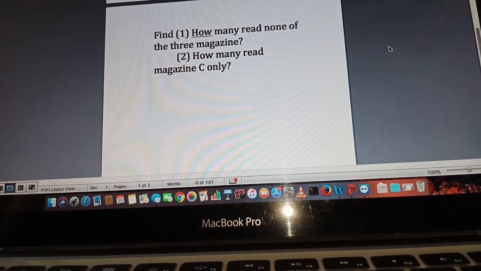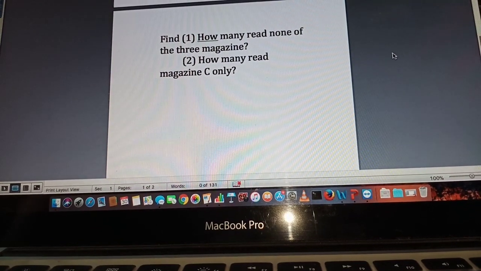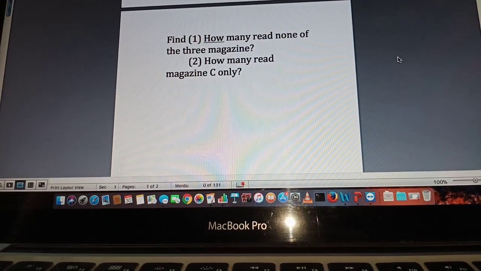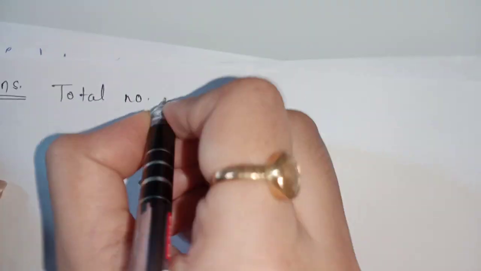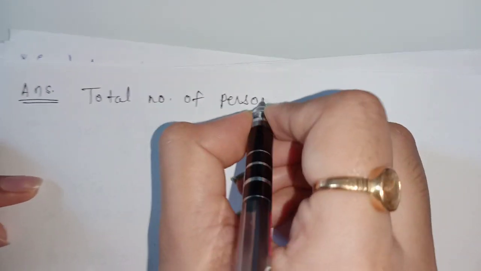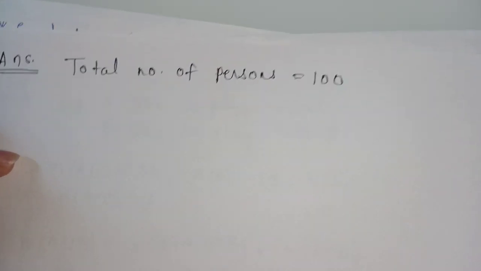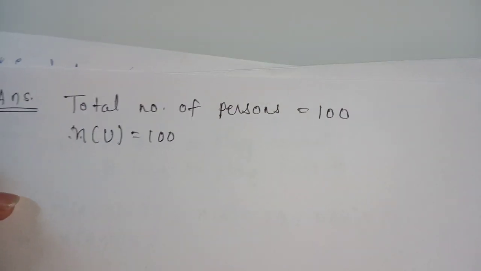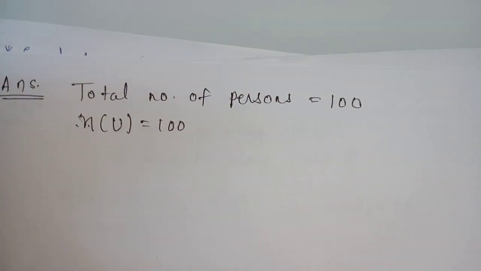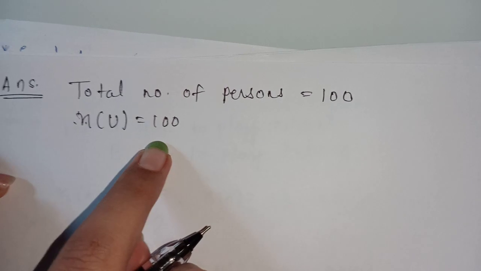Okay, so let us start with that example. Solution is: total number of persons is equal to 100. What is given? Number of U is equal to 100, because the total number of persons is given, that is our universal set. So number of U is equal to 100.